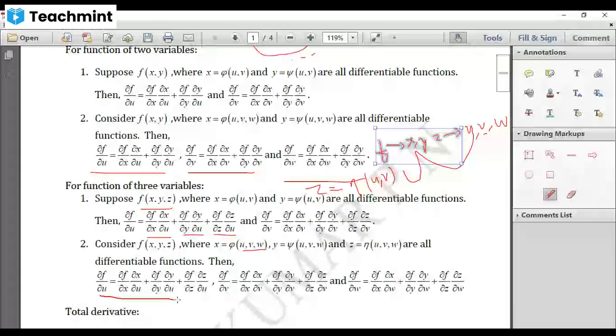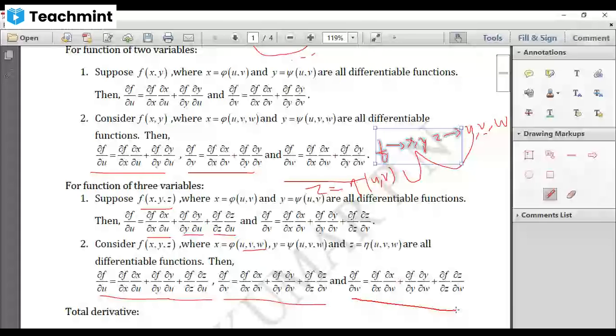Next, ∂f/∂v is given by ∂f/∂x into ∂x/∂v plus ∂f/∂y into ∂y/∂v, plus ∂f/∂z into ∂z/∂v. That is your second term. Remember, your f contains all three variables x, y, z, so you have to differentiate all of them. Next, ∂f/∂w is equal to ∂f/∂x into ∂x/∂w plus ∂f/∂y into ∂y/∂w plus ∂f/∂z into ∂z/∂w. That gives you the last term.